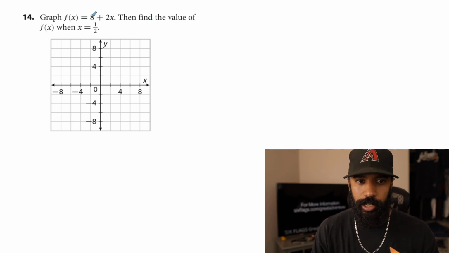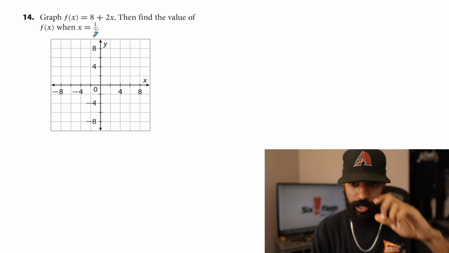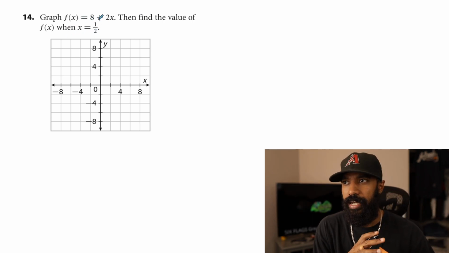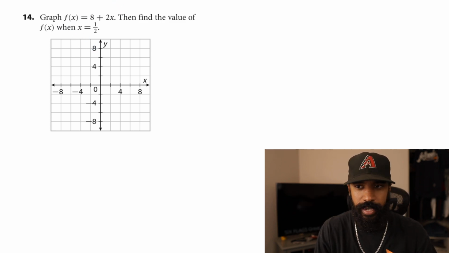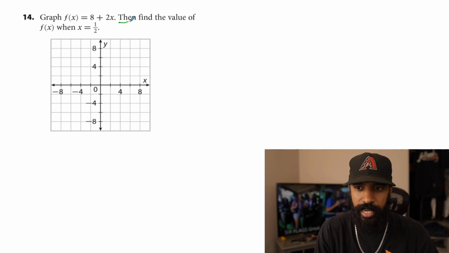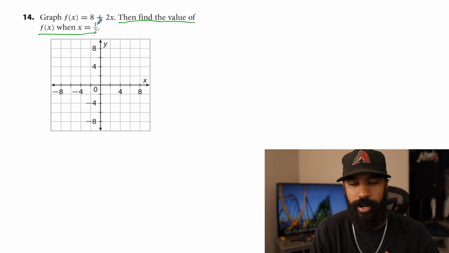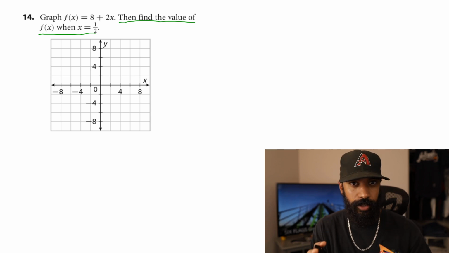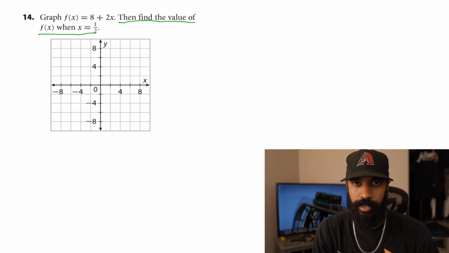All right, number 14: graph this function and then find the value of f of x when x equals 1/2. This comes in two forms because they're asking you, and this might be why they asked me to use the graphing calculator before. That's probably what they're asking us to do: go to the graphing calculator to graph the function and then look at where it lands on there.